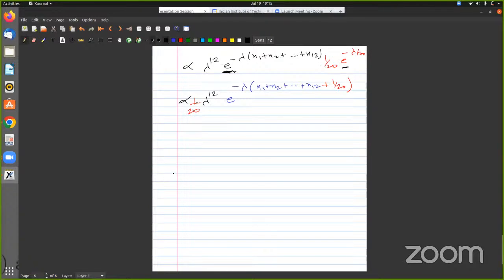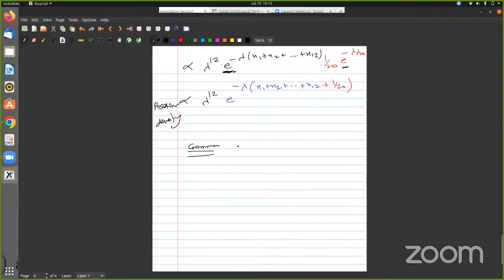Anyway, this is a proportionality sign, not an equal sign, and proportional to some constant doesn't make any sense, so we'll just remove this. So this looks like this, right? This is my posterior. So posterior density is directly proportional to lambda to the power 12 into e to the power minus lambda into this. This seems like some known distribution to us, right? Gamma distribution.